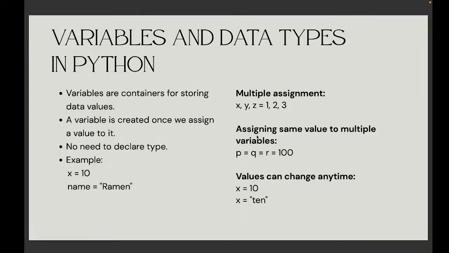Next, we will talk about variables and data types. So, what are variables? Just like in real life, we have boxes and containers to store objects. In programming languages, we have variables which are named memory locations to store data. If you are familiar with other programming languages like C or Java, in these languages, to create a variable, we have to specify its data type. But in Python, there is no need to declare the type of the variable. A variable is created the moment we assign a value to it.